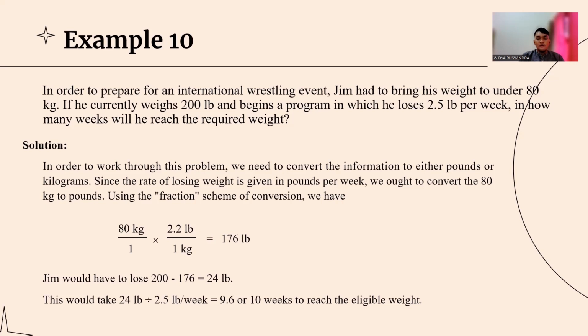From the question we know about 2.5 pounds per week. So we take 24 pounds divided by 2.5 pounds per week, which equals 9.6, or 10 weeks to reach the eligible weight. So in conclusion, the number of weeks it takes Jim to reach the required weight is 10 weeks.